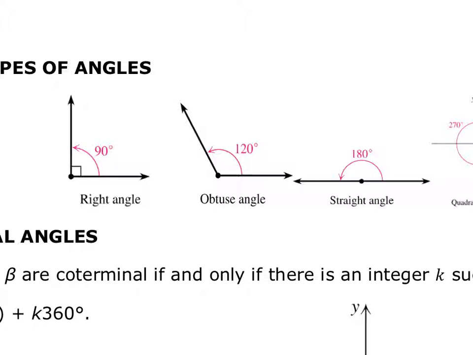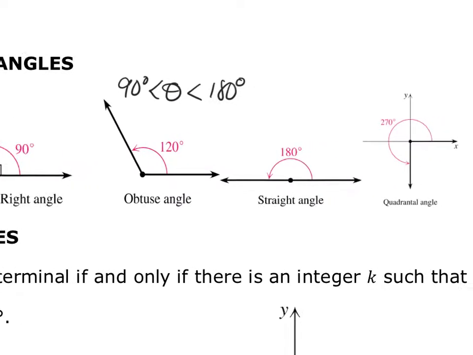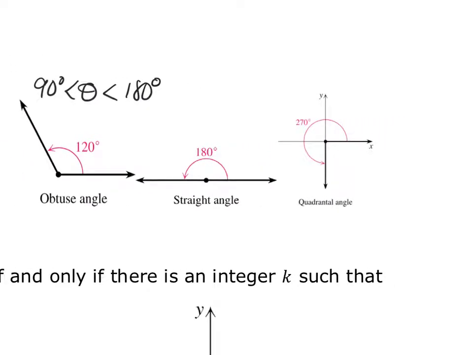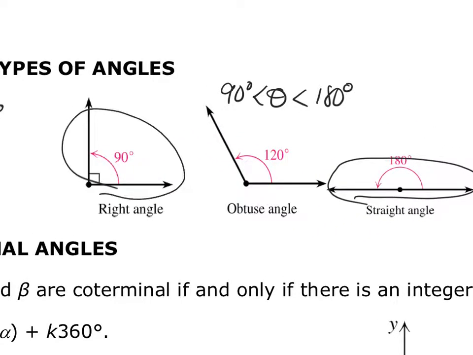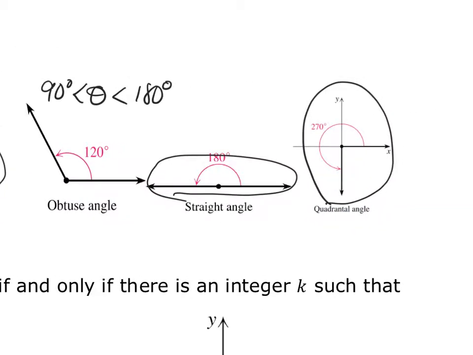Obtuse angles. These angles are bigger than 90 degrees but less than 180 degrees. We have a straight angle, which produces a straight line, 180 degrees. We have the quadrantal angle. An example of a quadrantal angle is 180. It's the 270. It's the right angle. These are all quadrantal angles, the ones that I've circled, which means that they land on one of the axes.